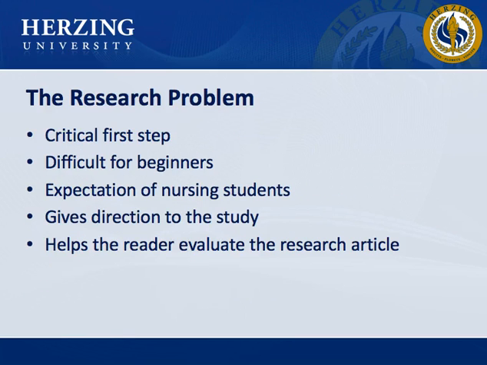A clearly identified and developed research problem gives direction to the study and helps the reader evaluate the research article. There are 4 very important sources for generating nursing research problems. They include personal experiences, literature sources, existing theories, and previous research. The research problem is a critical first step. It is often difficult for beginners, but it is an expectation of nursing students. And like I said, it gives direction to the study and helps the reader evaluate the research article.